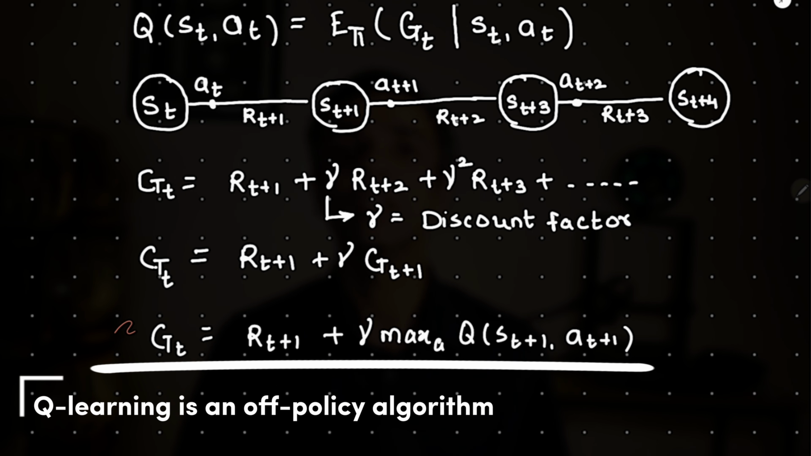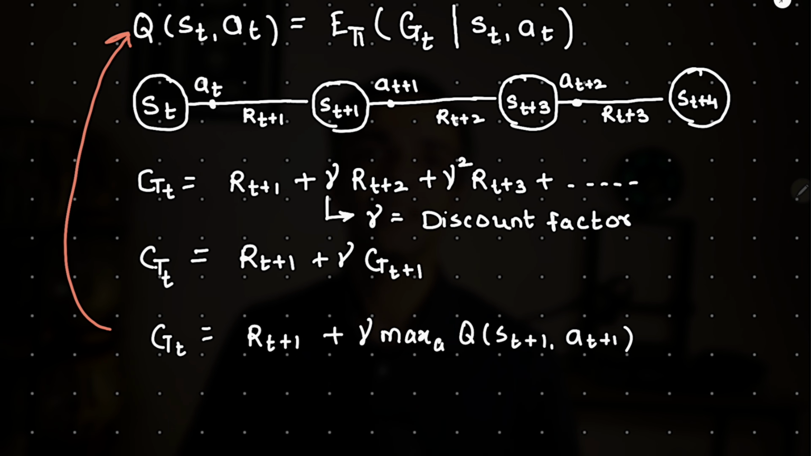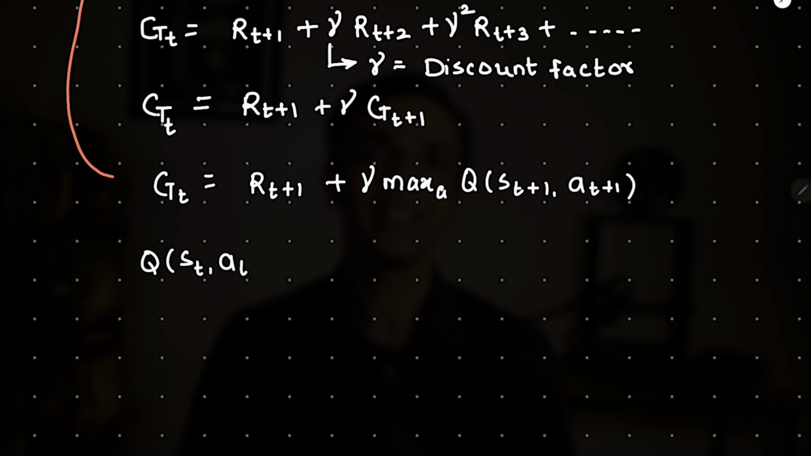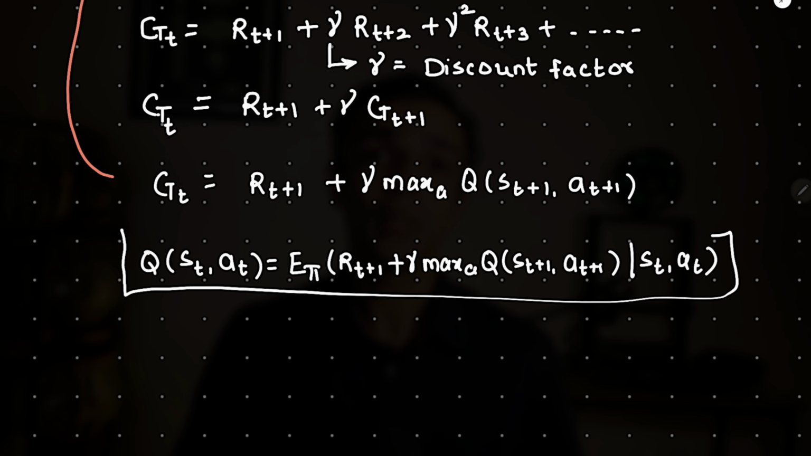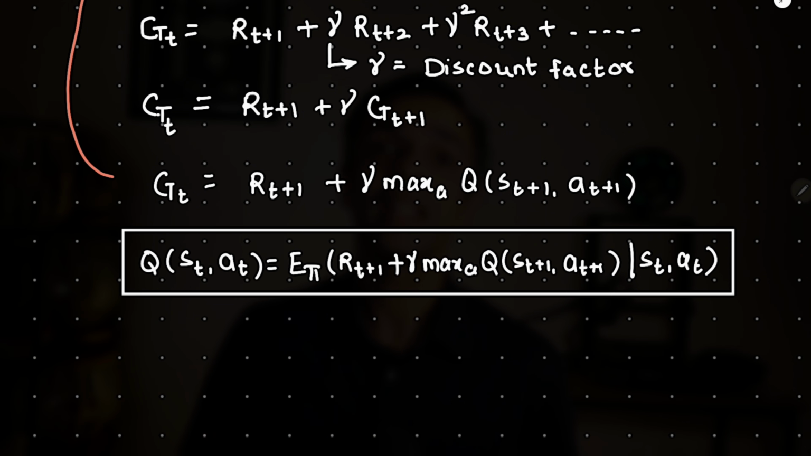Q-learning an off-policy algorithm. If we put that in this equation, Q(ST, AT) then becomes expected value of RT plus 1 plus gamma times max A Q(ST plus 1, AT plus 1) given we are in state ST and take action AT. How do we get this expected value?